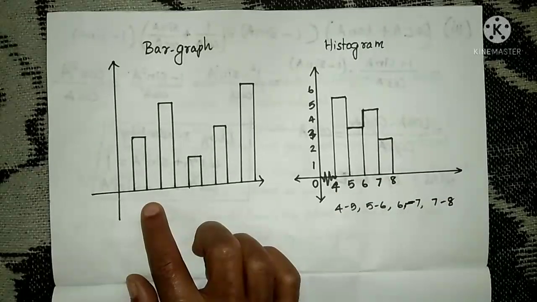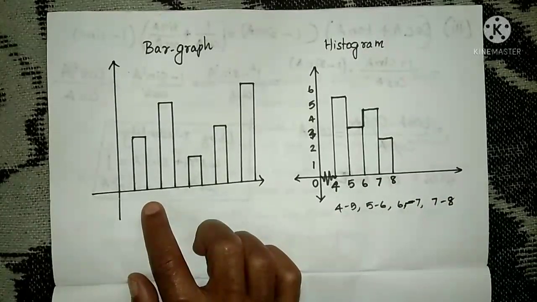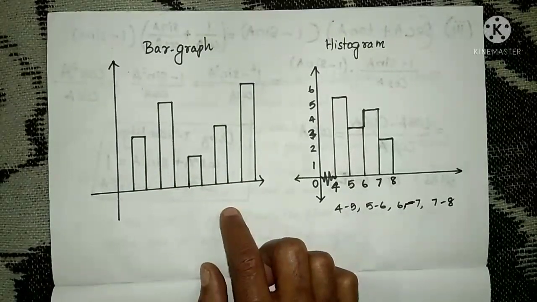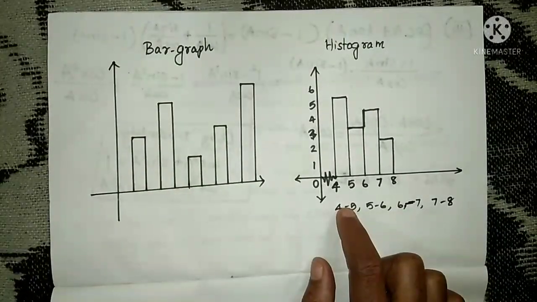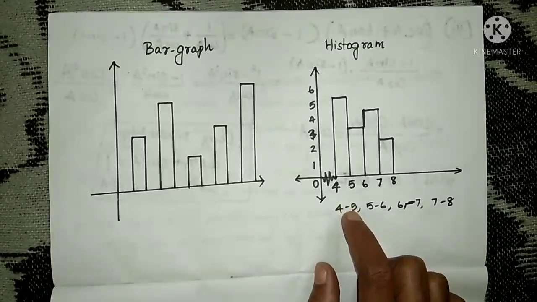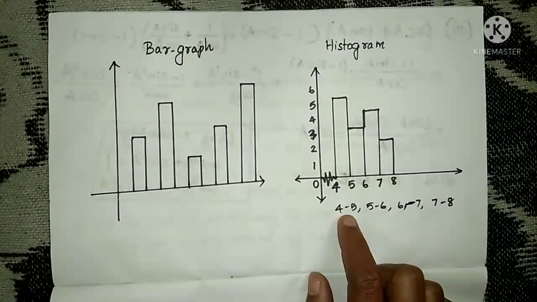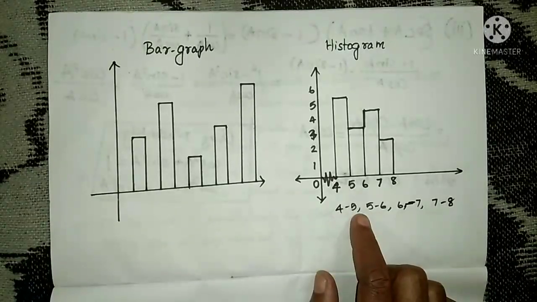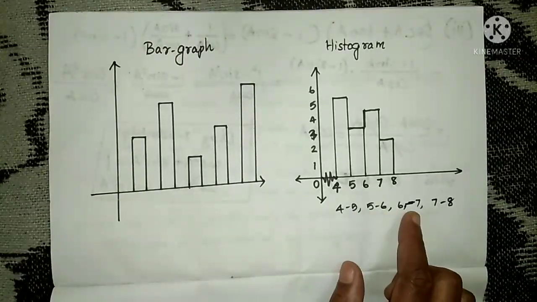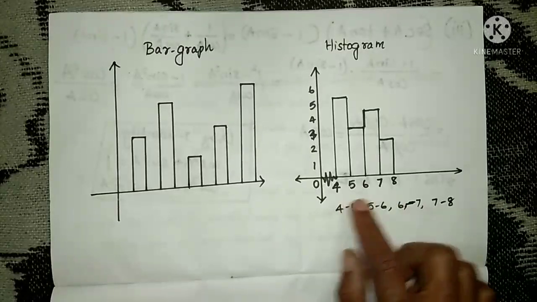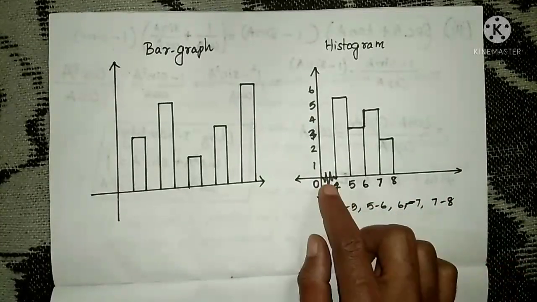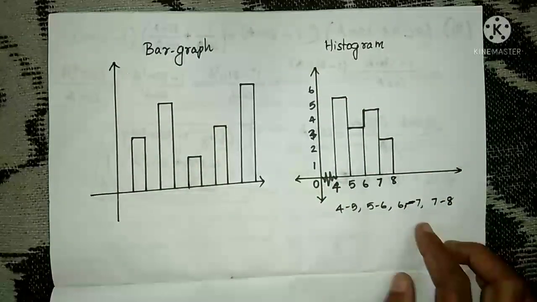And in the bar graph, we draw the bars for the individual frequencies. Here, in histogram, we draw graph for the class interval, like 4 to 5, 5 to 6, 6 to 7, 7 to 8. Here, these are the class intervals. So, ഓരോ ഇൻ്റർവെല്ലിനും ഒരു ബാർ നമ്മൾ വരയ്ക്കുക.